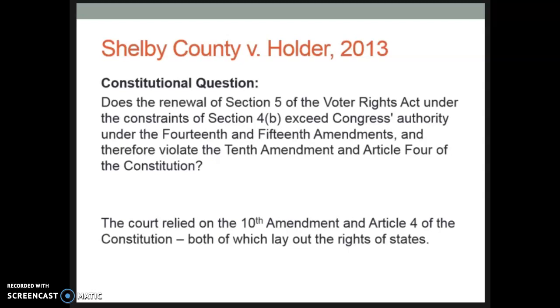Rights Act under the constraints of Section 4B, and so on. Basically, should Shelby County and other counties like it still be under the federal jurisdiction if they want to make changes to their voting practices? So to make the decision in this case, the court is going to look at the 10th Amendment and the 4th Article of the Constitution, both of which lay out the rights of state governments.